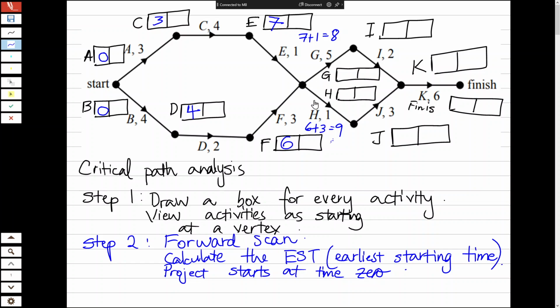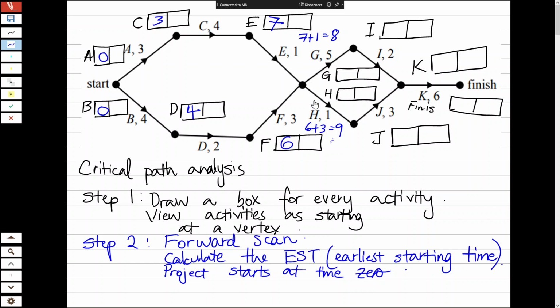Because there's 2 conversions, both of these have to be completed, and if only one's completed, you can't get it. To reiterate what Brian's saying, activity E isn't finished until 8 weeks have passed. Activity F is not finished until 9 weeks have passed.